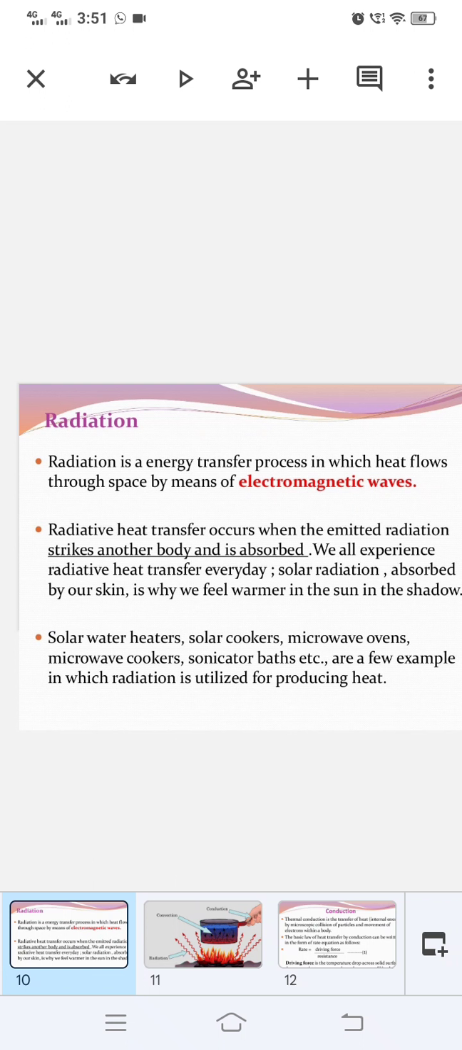Other examples are solar water heaters, solar cookers, microwave ovens, microwave cookers, and sonicator baths. These are all good examples of radiation.